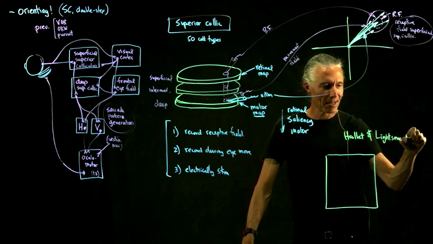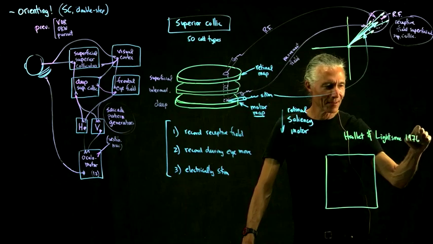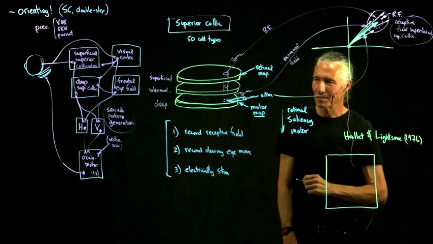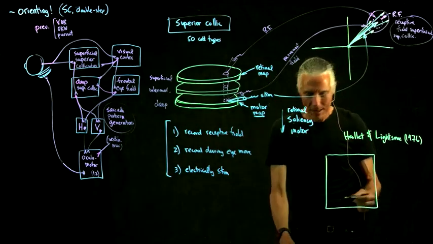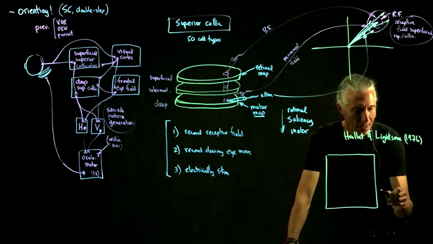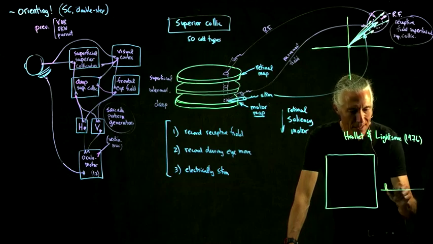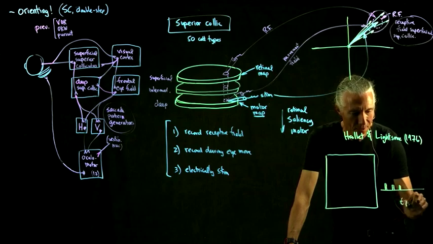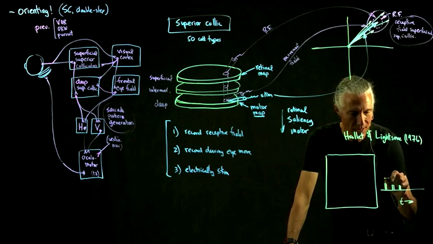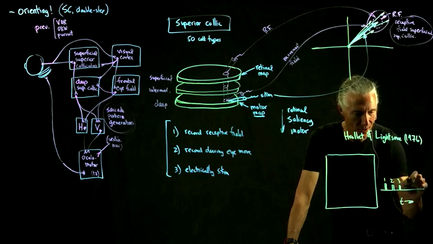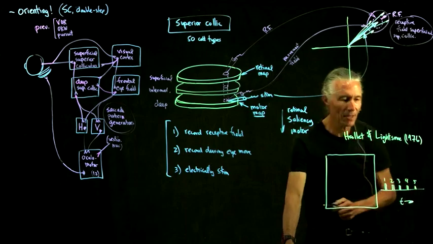Lightstone, 1976. See, a long time ago. Good experiment. And so what they did was, it was a human experiment. They basically just turned on lights briefly in rapid succession. So there's light 1, light 2, light 3, light 4, light 5. So just turned on lights.